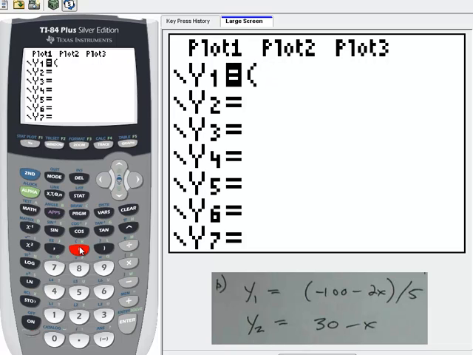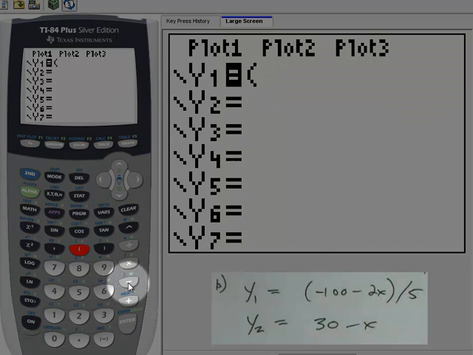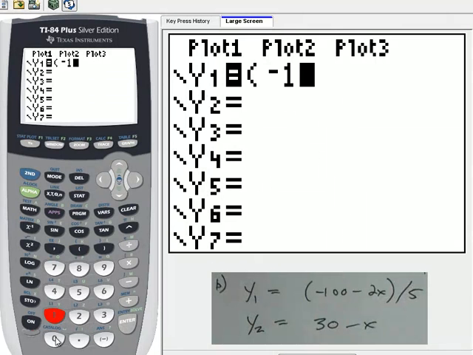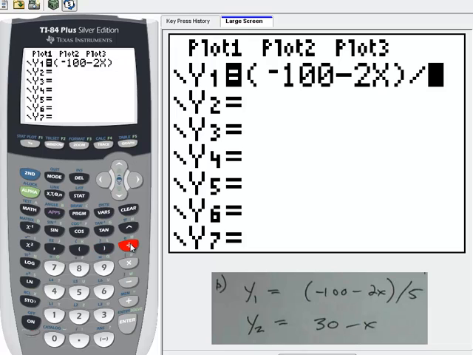parenthesis. Now, here's where you want to be a little careful. Notice I have the negative 100 there. I do not want to use this subtraction sign. I do want to use the negative sign down here. There, negative, and then 100. Now I am to subtract, subtraction, 2x, parenthesis, divided by 5.